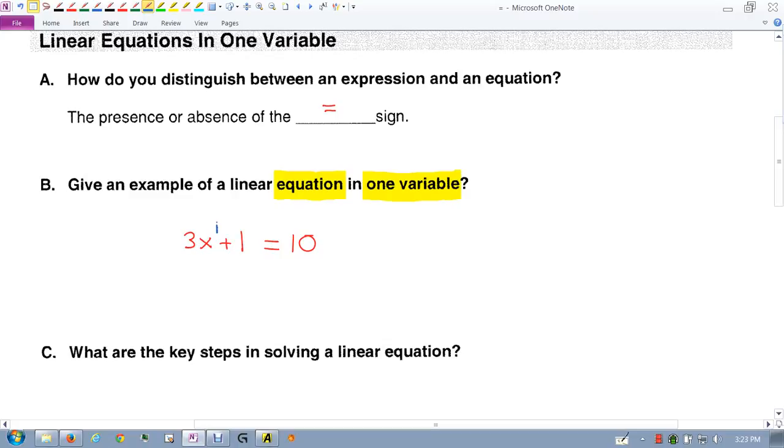Can you tell by looking? 3. Because 3 times 3 would be 9. 9 plus 1 would be 10, right? So I can tell by just looking that the answer was 3. Can you tell by looking, I'm going to give you another example below this. Can you tell by looking what the answer is here?